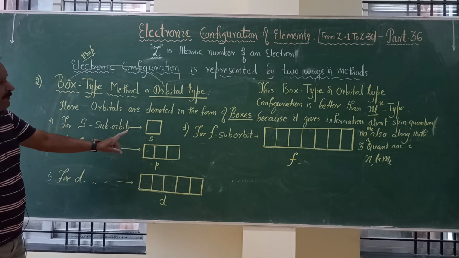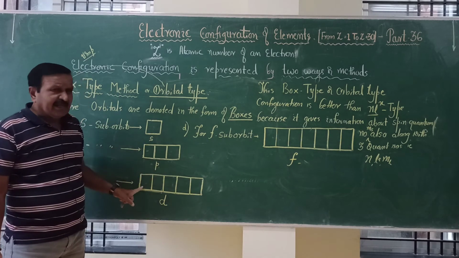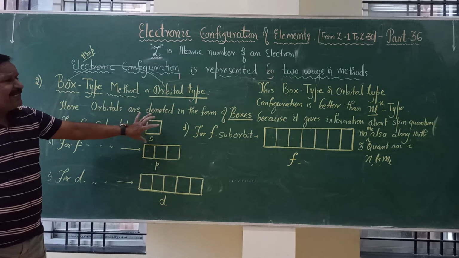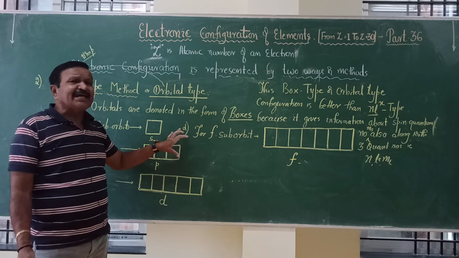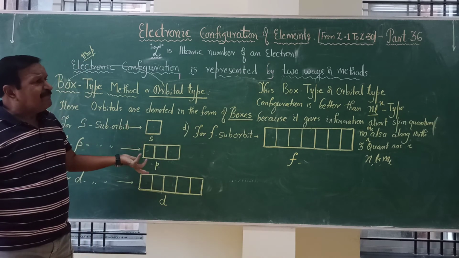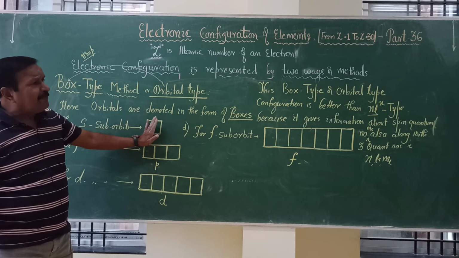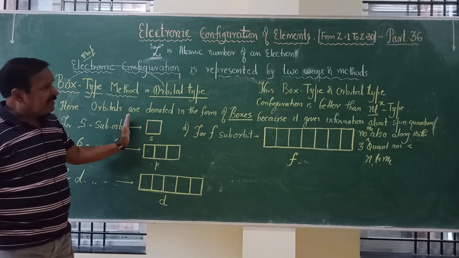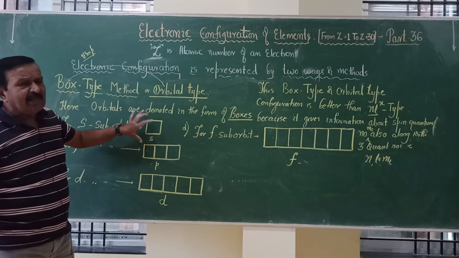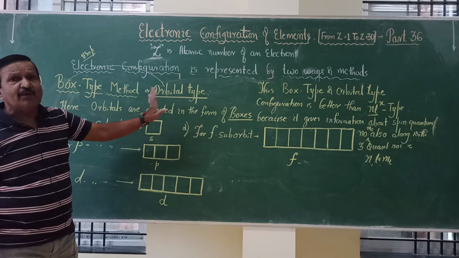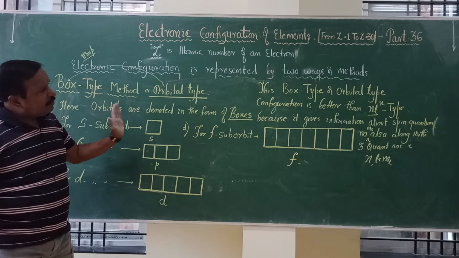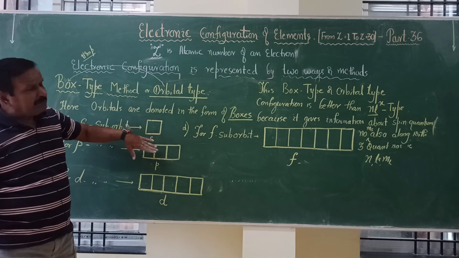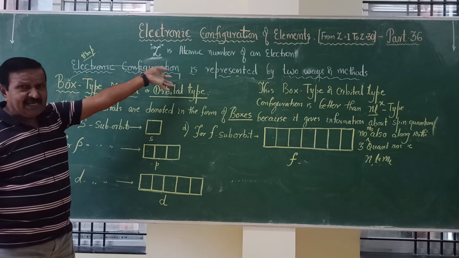using this because it is very tedious writing boxes. 5 for d, 7 for f, it doesn't look decent. Hence practically, normally the nlx method is used in practice. And box type, especially they may ask you, write the box type, then only you have to write box type. But I'll give both configurations, up to 10 I will give both box and nlx type.